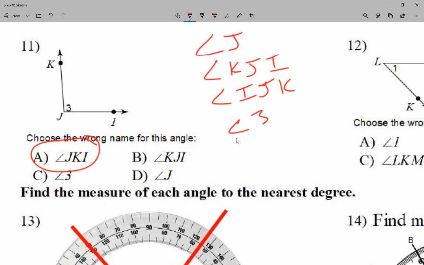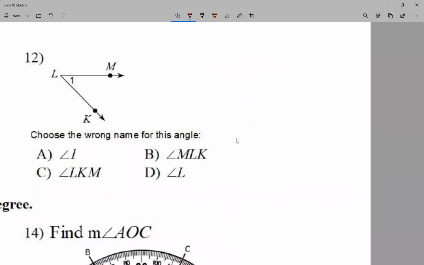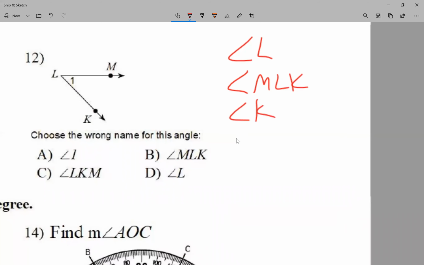Now let's take a look at question number 12. I'm going to think of the possible ways we can call this angle. We can call this angle L. I'm using the vertex. I could use 3 letters. So I can call this MLK or KLM, right? The vertex is in the center, or I could even call it angle 1.